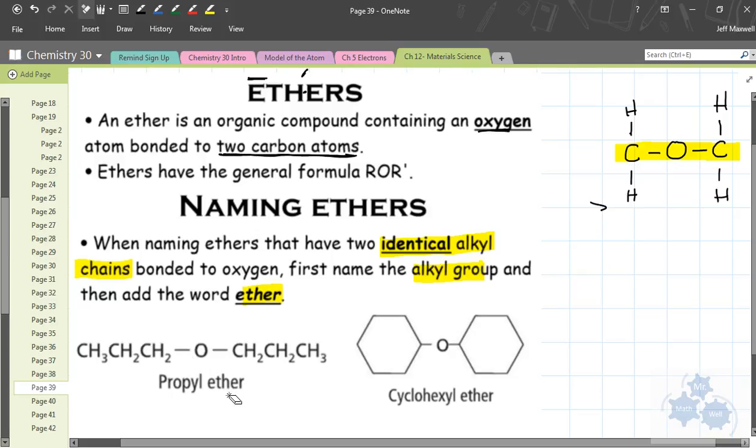Propyl ether. Another example over here. This is 1, 2, 3, 4, 5, 6 in a circular chain or hexagonal shape. So that is cyclohexyl ether. Cyclohexyl ether. So that's when they're identical. When they're not identical, there's a bit of a different scheme. But anyways, that's an ether, COC, with single bonds here as well.